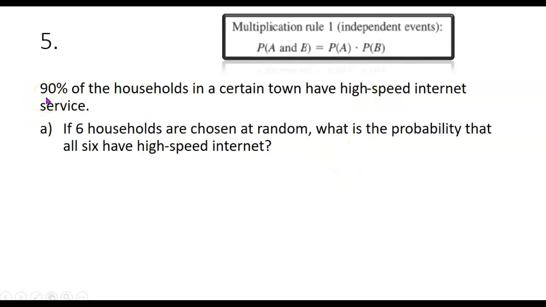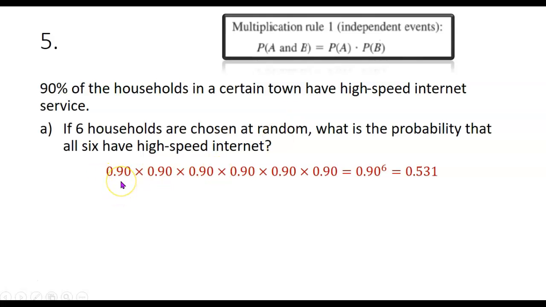So here, each individual probability is going to be 90% or 0.90. So when we multiply together the probability of the first household having high-speed internet times the probability that the second one does, times, we're really multiplying 0.90 times itself so that there are 6 of those in all. Another way to write that is 0.90 to the 6th power, and that comes out to be 0.531. So that is the answer to the question. 0.531 is the probability of all 6 having high-speed internet.